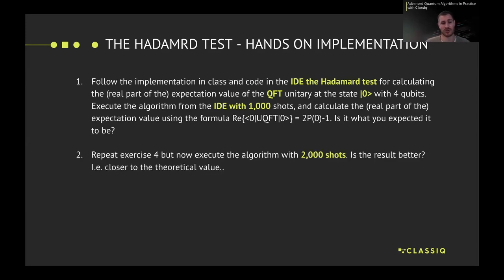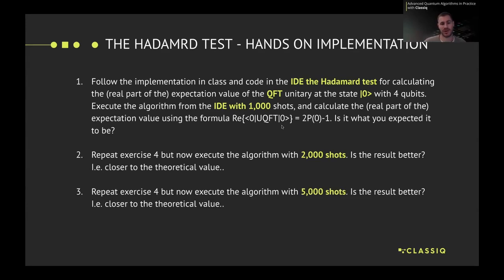And then I want you to repeat exercise 1, but now execute the algorithm with 2000 shots. And I want to ask you, is the result better? And better in what sense? Is it closer to the theoretical value? And then I want you to repeat it with 5,000 shots, and then to understand if it's better.